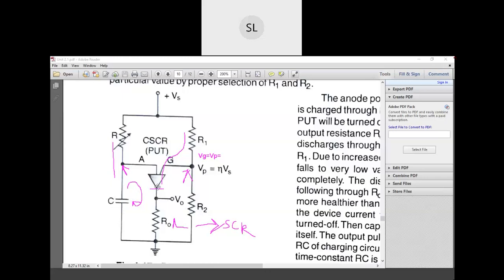The PUT will be turned on again when the capacitor starts charging through the resistor and the voltage across it becomes equal to or goes beyond the peak point voltage of this PUT. Have you understood this?